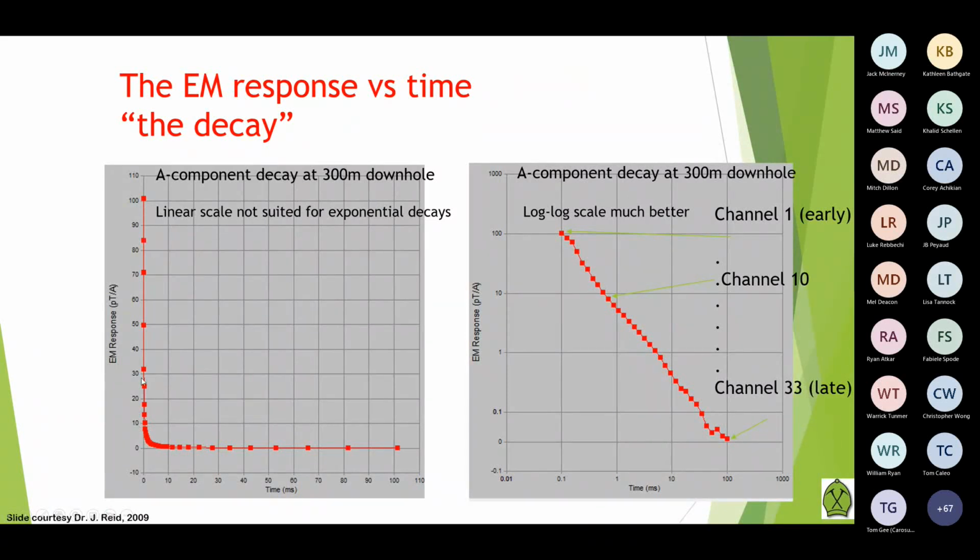Now this is a linear scale, which is no good for anyone, so we display it on a logarithmic scale. So channel 1's up here, and channel 33 in this case is down there. So that's a single reading like that. You've stopped at one point and you've taken a single reading.